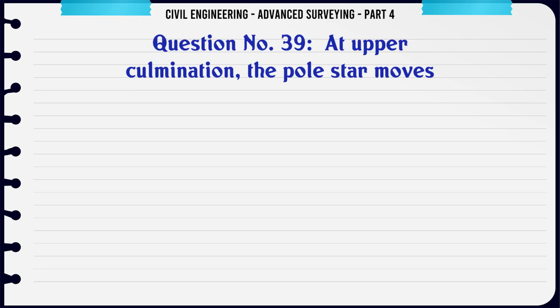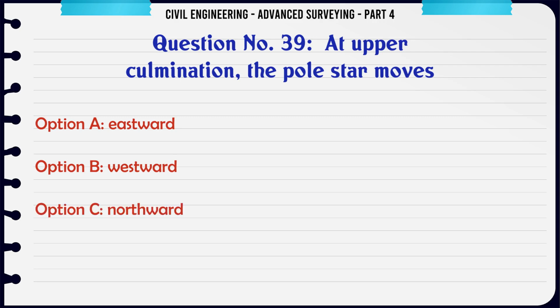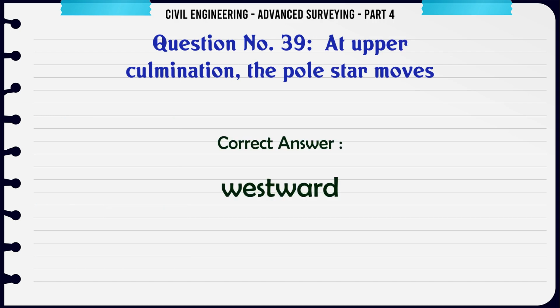At upper culmination, the pole star moves: A. Eastward. B. Westward. C. Northward. D. Southward. The correct answer is westward.